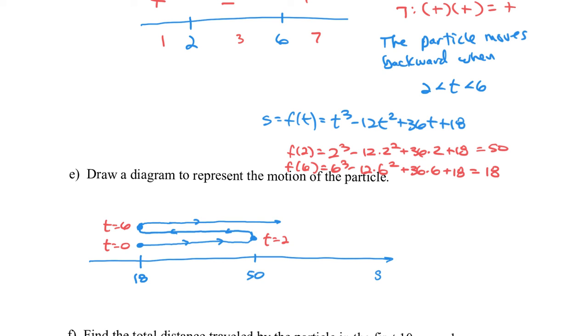So just if somebody's looking at this, they can say, okay, here's time equals 0, we're going over here. Time equals 2, we stopped, we turn around, we're going back here. Time equals 6, we stop again, turn back around, and we're going over in this direction.